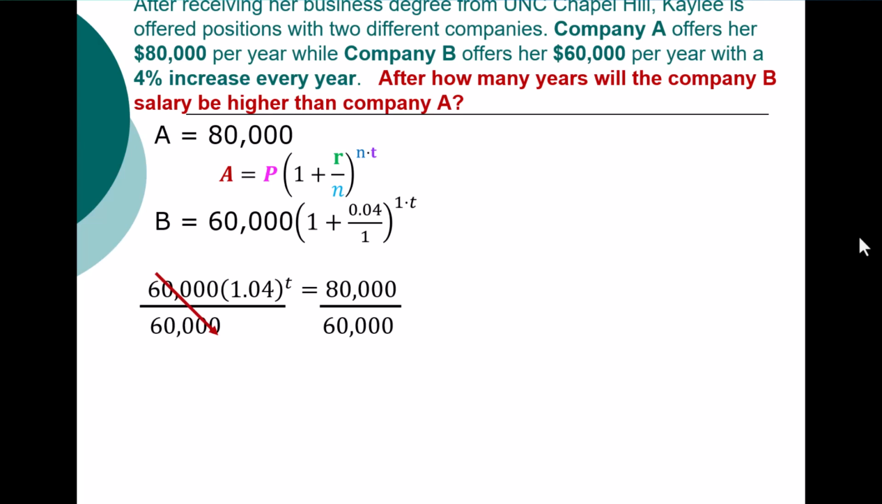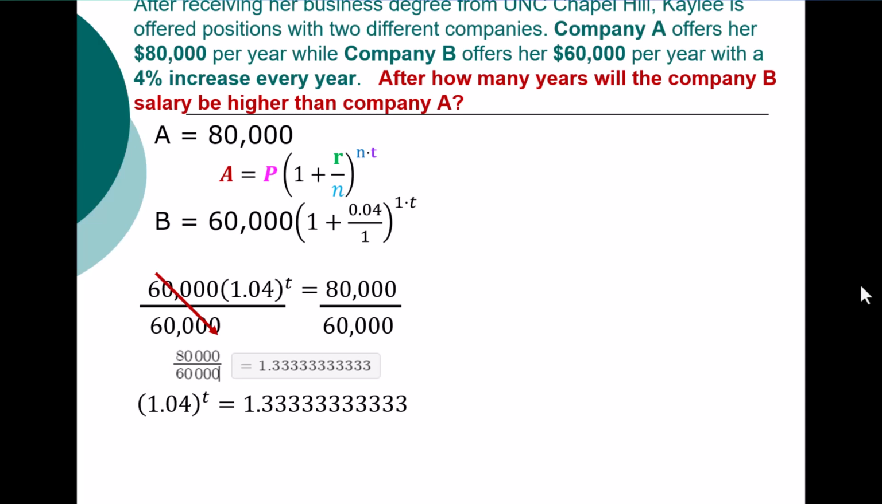Cross out, divide both sides by 60,000. Okay, and then you're going to have 80,000 over 60,000. On the right-hand side, I simplified that. I got a decimal. So I have 1.04 raised to the t, our variable is in the exponent, is equal to 1.3 repeating, or 1 1/3.